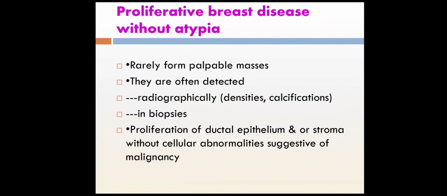Proliferative breast disease without atypia. Rarely they form masses and they are often detected radiographically as densities or calcification. They can also be detected in biopsies. The proliferation of ductal epithelium and stroma without cellular abnormality is suggestive of malignancy.